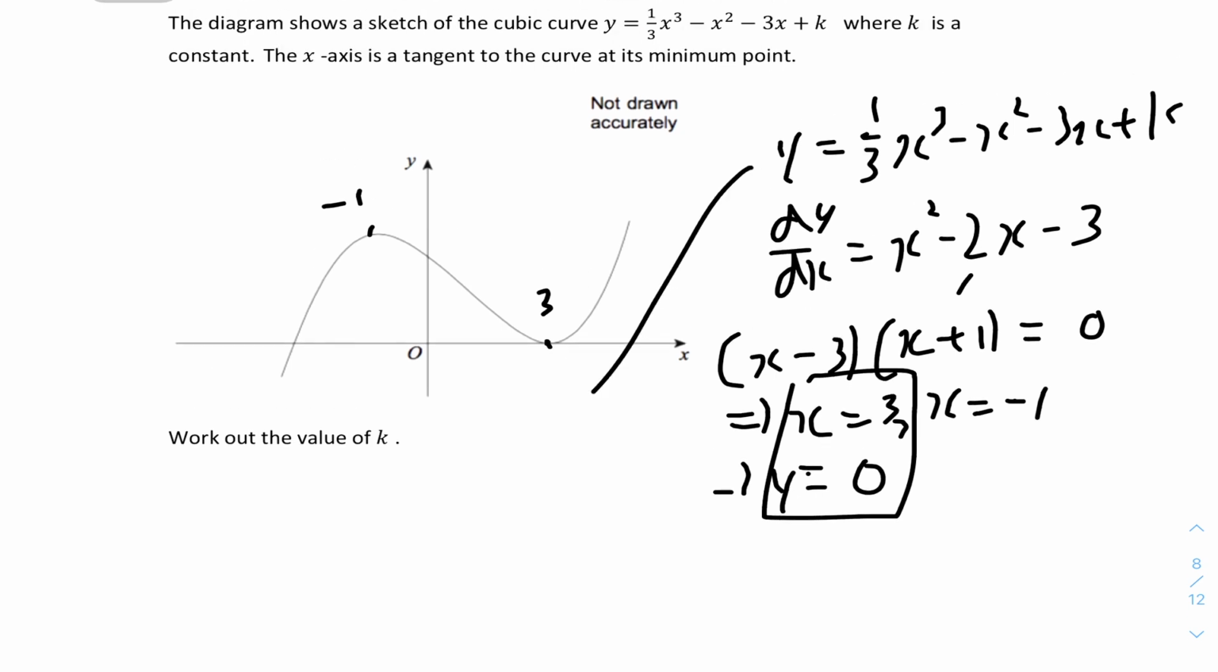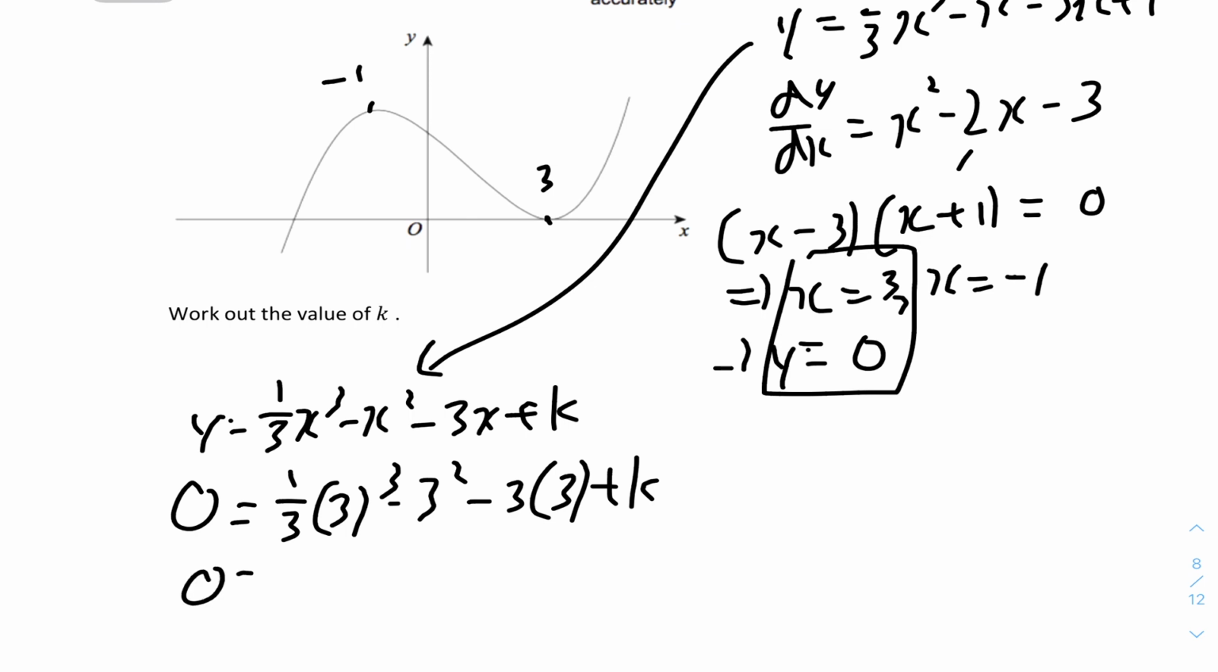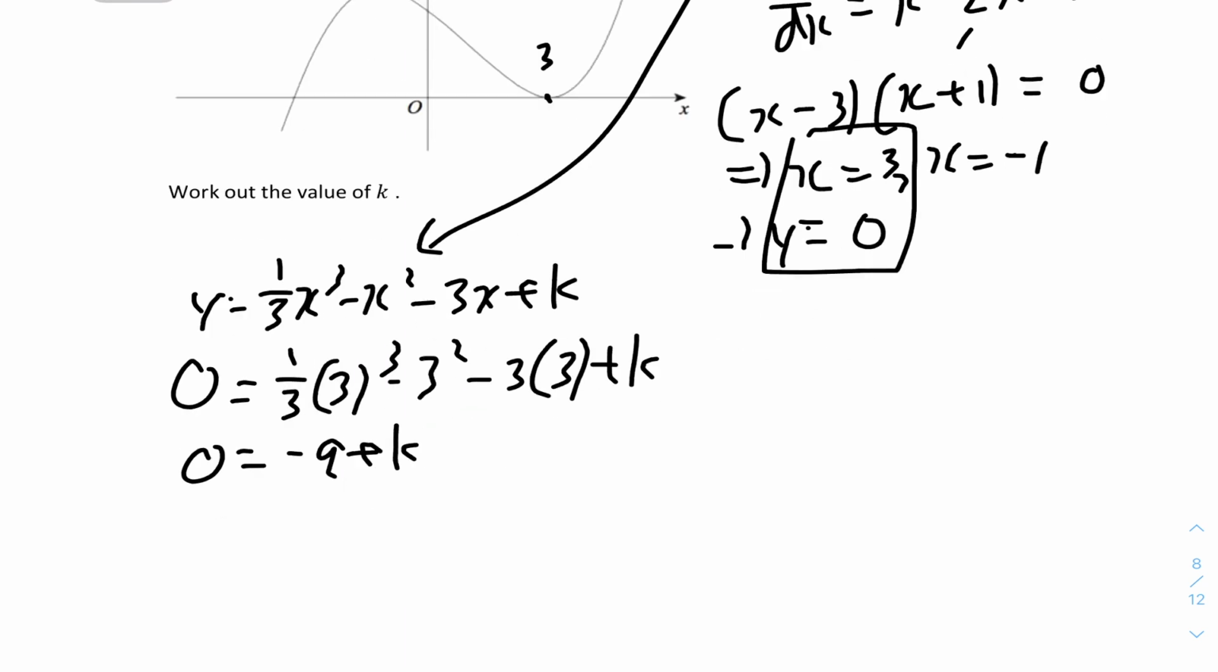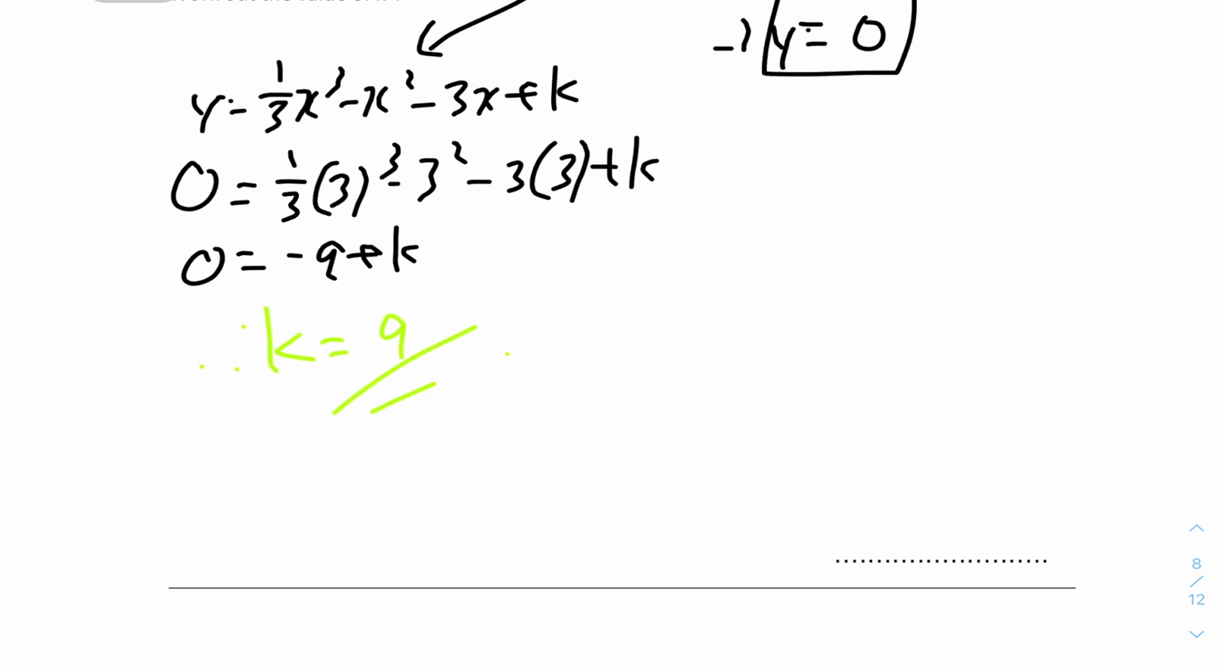So this equation will be y equals 1 over 3 x cubed minus x squared minus 3x plus k. Substitute y equals 0 and x equals 3. We'll write this like so: minus 3 squared minus 3 times 3 plus k. If you simplify this, you get 0 equals minus 9 plus k. And therefore you add 9 to both sides. Therefore k equals 9, like so. So k equals 9.